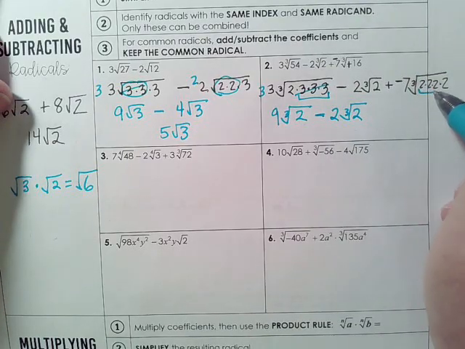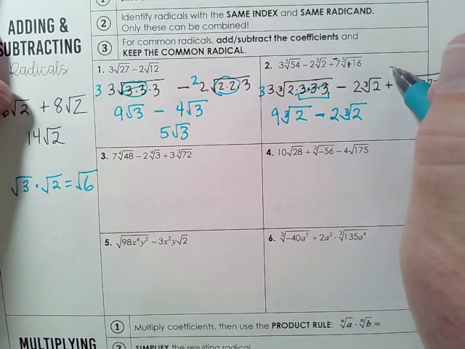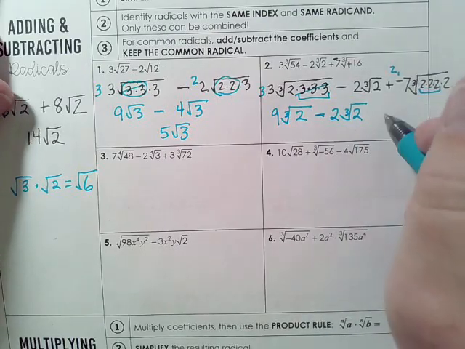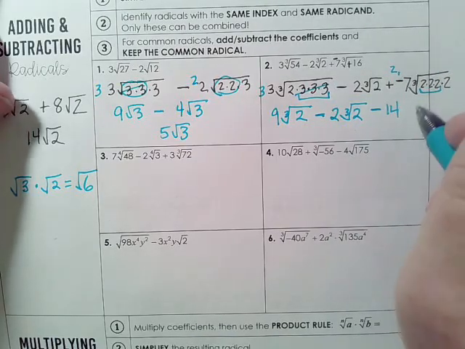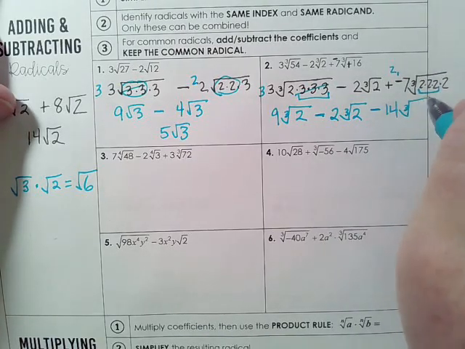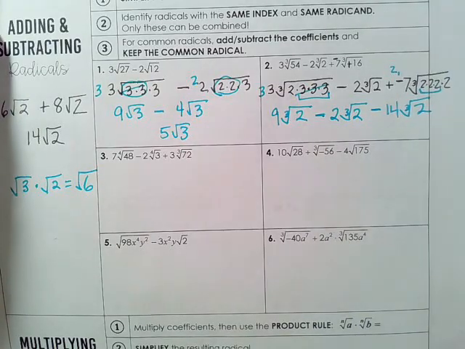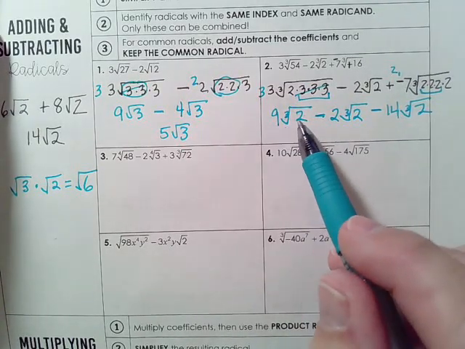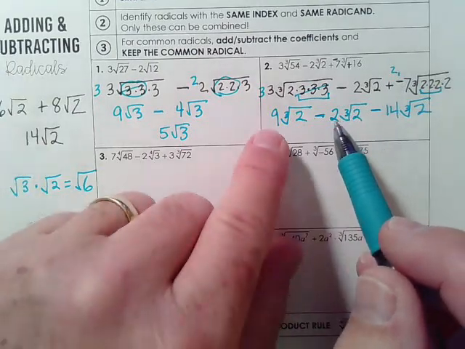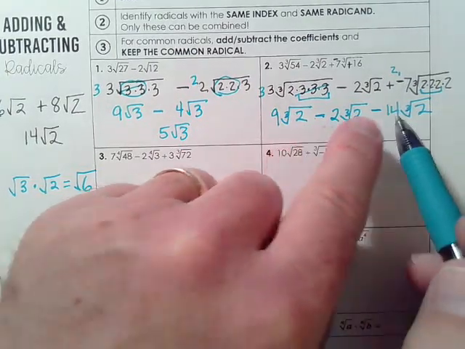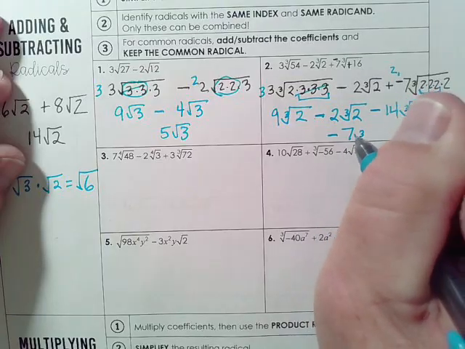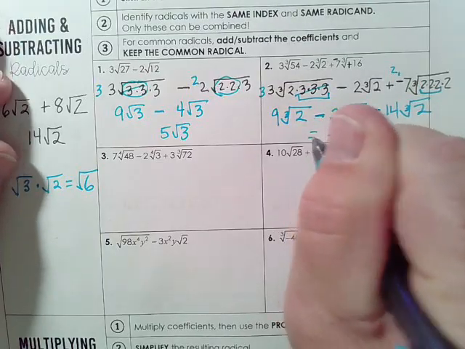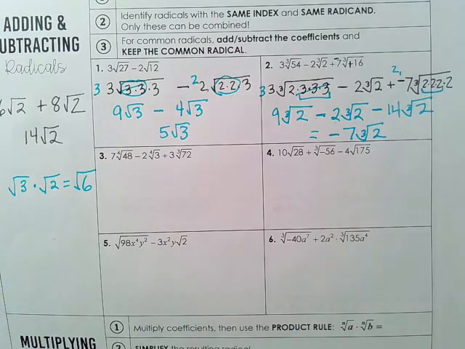And, oh, 3 2's right there come out with that -7. That gives us -14, or you can say plus -14. Aha! Now we have like terms. 9 of these minus 2 of these is 7 of those. 7 of those minus 14 is a -7 of those cube roots. And there we are. What do you think of that?